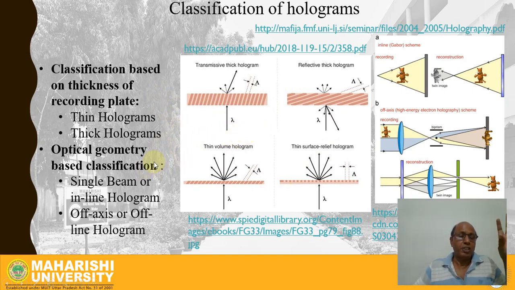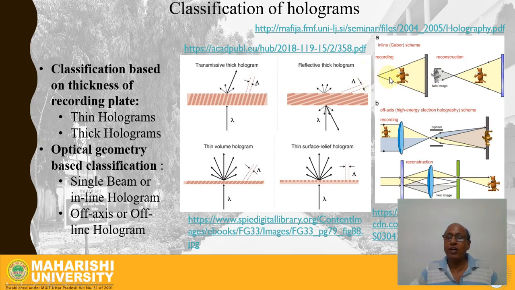The second classification is based upon the optical geometry. There are two types of holograms. One is the single beam or inline hologram. The other is the off-axis or offline hologram. Here you see the single beam hologram. It is also called the inline Gabor scheme. Gabor was the person who invented holograms. So in the inline hologram, you have a single beam here and the object is here.